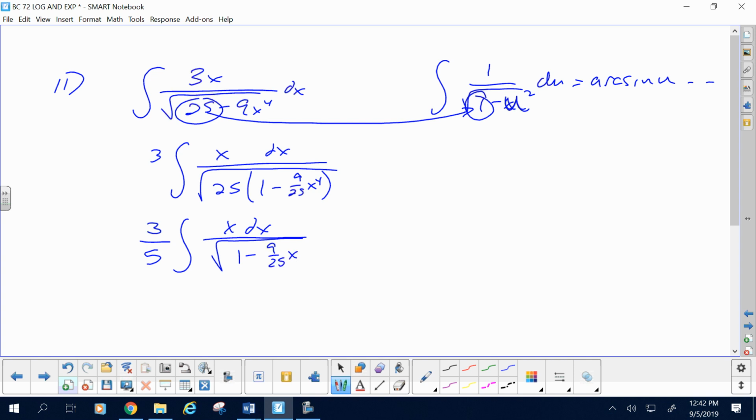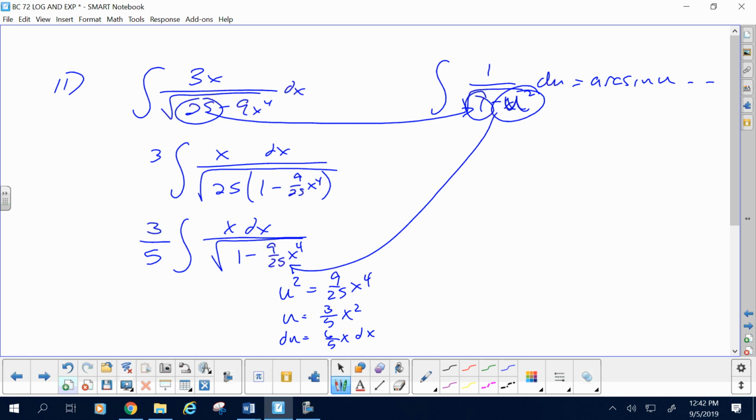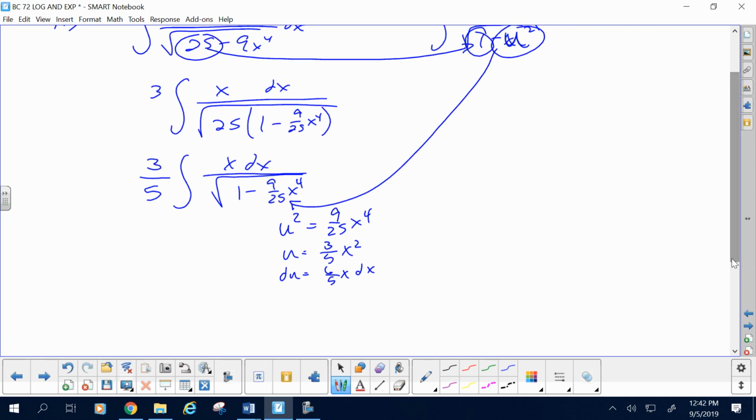Okay. Now we're ready to do our u substitution. I actually do more of a u squared substitution. This needs to be u squared. So u squared is 9/25 x to the 4th, which means u is 3/5 x squared. And therefore du is 6/5 x dx. Are you tracking? And that means x dx is 5/6 du. Now I'm ready to substitute like crazy.